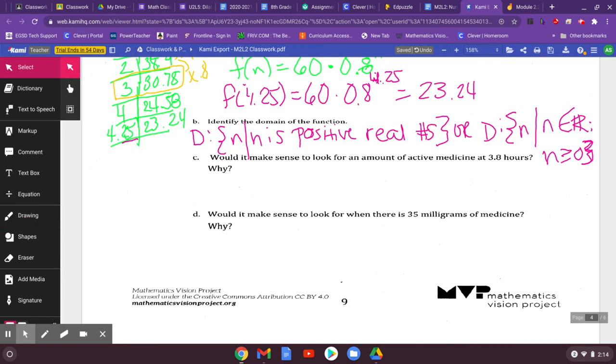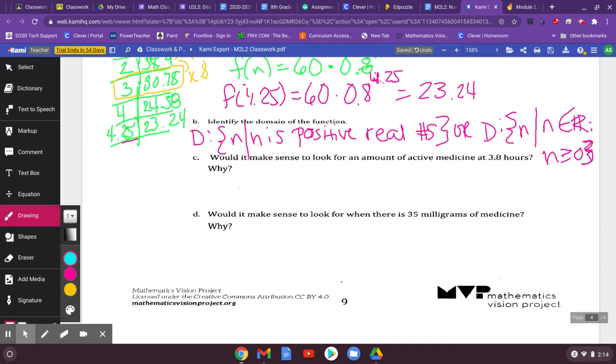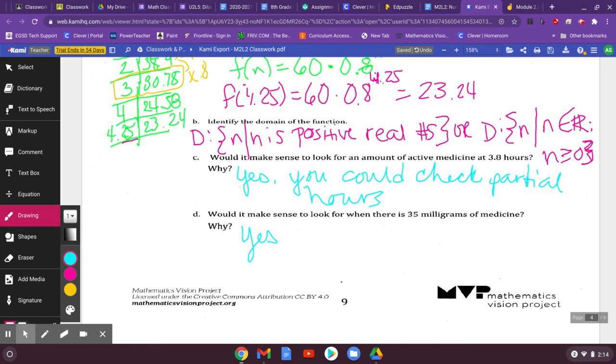Would it make sense to look for the amount of active medication after 3.8 hours? Yes. You could check partial hours, because it is continuous. Partial hours. Would it make sense to look for when there is 35 milligrams of medicine? Yes, because we can have partial hours.